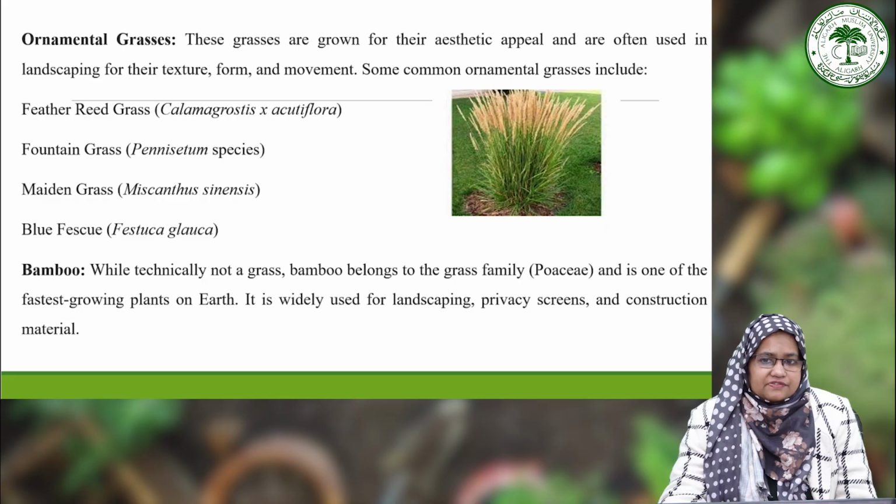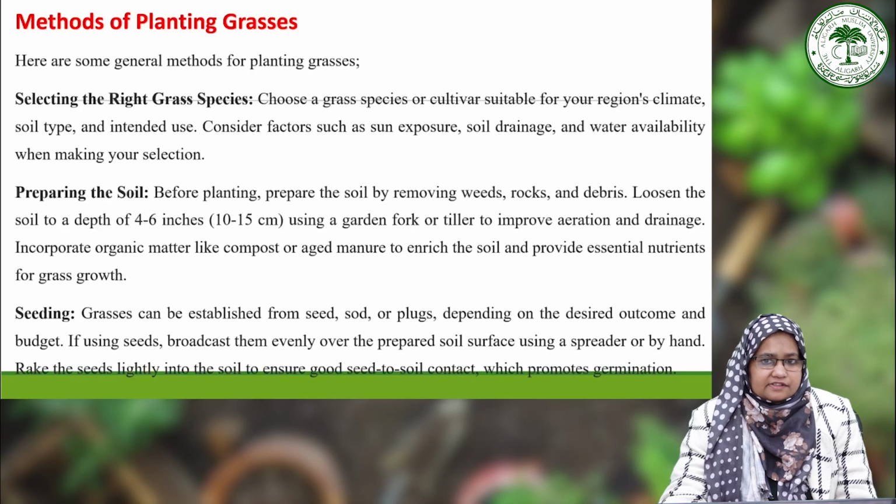Then the last one is Festuca glauca, or blue fescue, valued for its striking bluish foliage and compact mound-forming habit. It's often used as a ground cover, edging plant, or accent in rock gardens and containers. Bamboo, although technically a member of the grass family, is included here due to its similar growth habit and landscape uses. It's renowned for its rapid growth, versatility, and strength, making it a popular choice for screens, barriers, and ornamental features in gardens and landscapes.